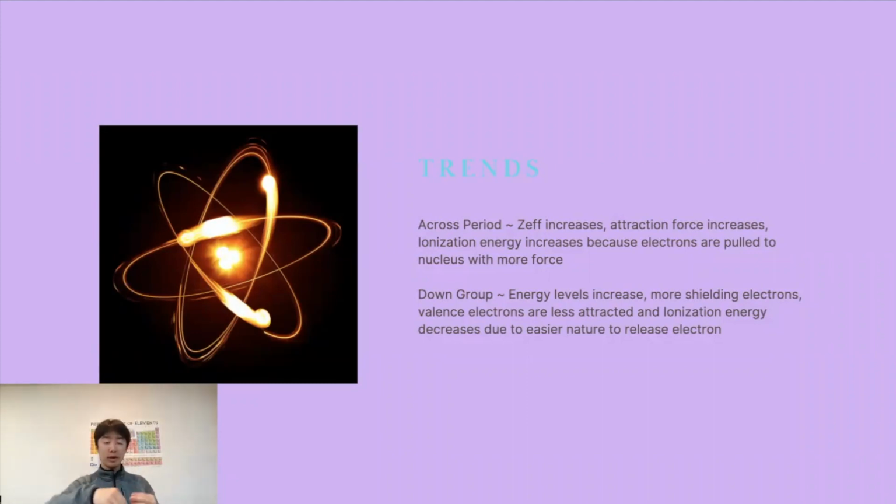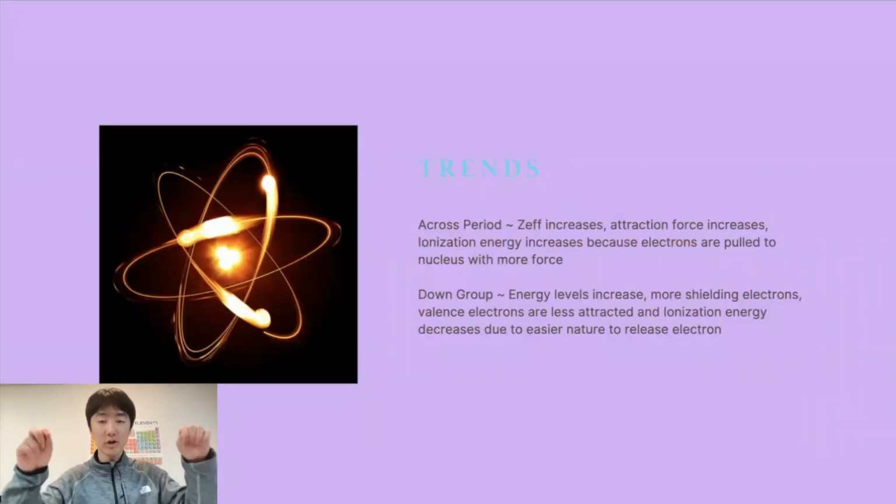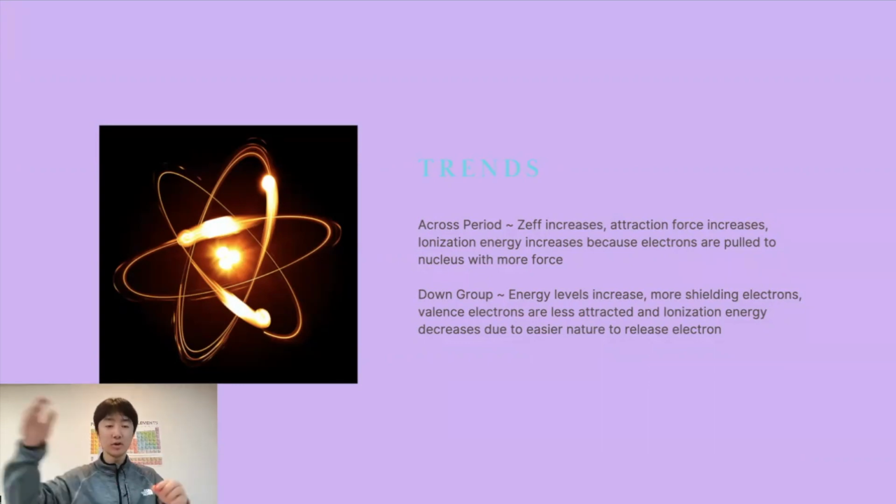As you go down a group, the energy levels increase, as we talked about, so there are more shielding electrons, and it's easier to take the valence electrons out because there's less attraction force. So you need less energy to release the most loosely bound electron.